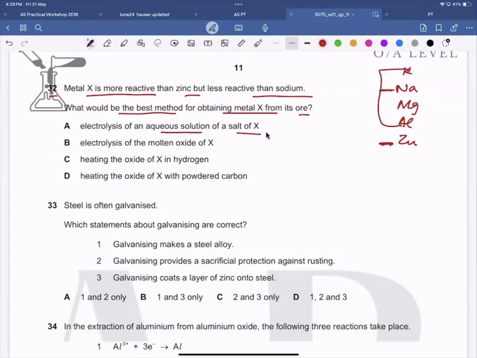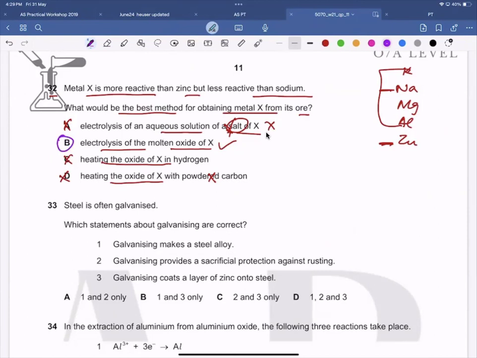No, we really do the electrolysis of their oxides, not their salt. Electrolysis of the molten oxide of X, yes, can be done. Heating the oxide. No, it is the one where those metals are less reactive than hydrogen. Heating the oxide of X with the powdered carbon. No, metals which are zinc and below zinc can be extracted by this method, heating with carbon. So A, C and D go wrong, and B is the correct answer.